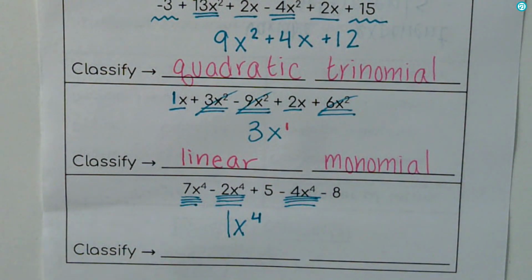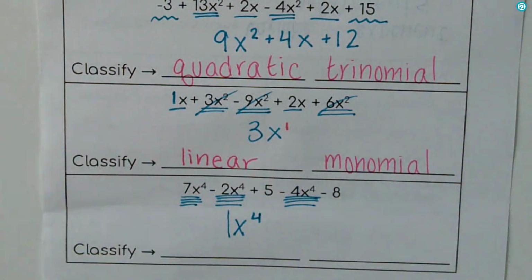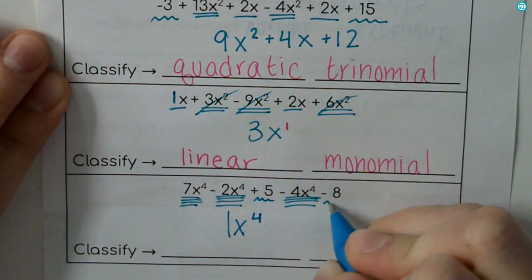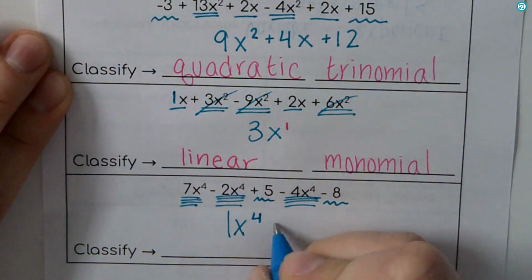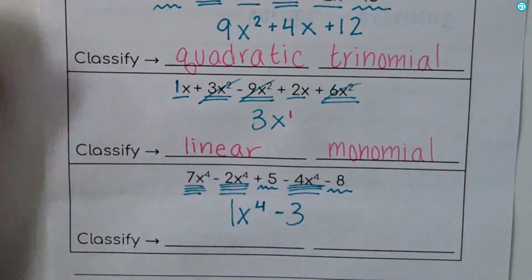So I put those 2 examples so you can see this one they cancel out. This one you have 1 left. And then 5 and negative 8 can combine together to be negative 3. So I've got 1x to the 4th minus 3.